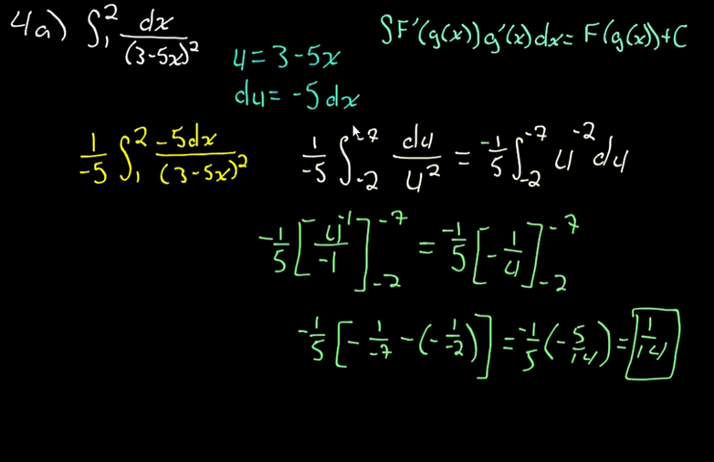So now that I've substituted, I've got my integral here. It's 1 over -5 times the integral from -7 to -2 of du over u squared. Now, I want to use my power rule, so I went ahead and rewrote that du over u squared as u to the -2 power times du. Then what I'm going to do now is integrate.